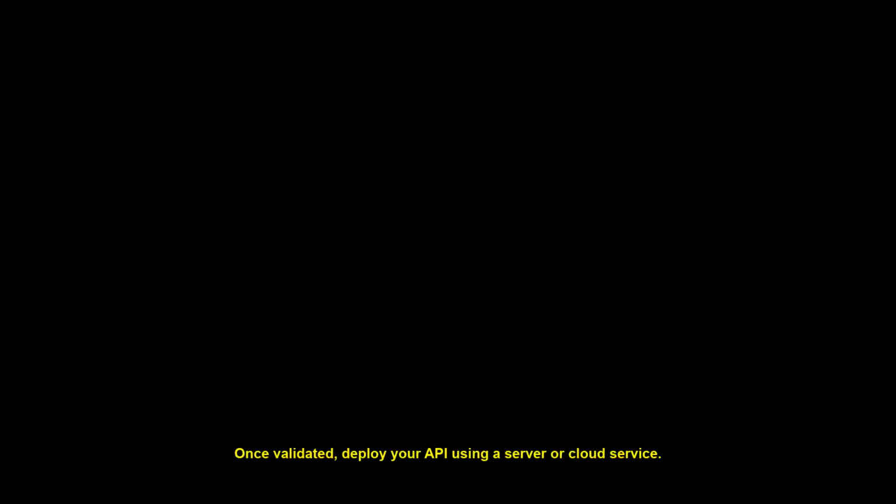Once validated, deploy your API using a server or cloud service. Common options include Heroku, AWS, or DigitalOcean. Follow the deployment instructions specific to the service you choose.